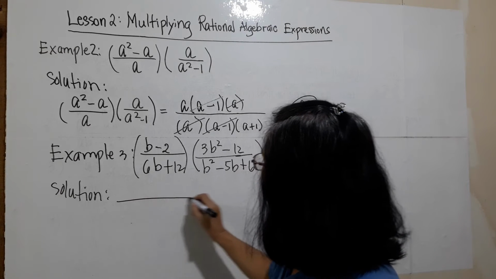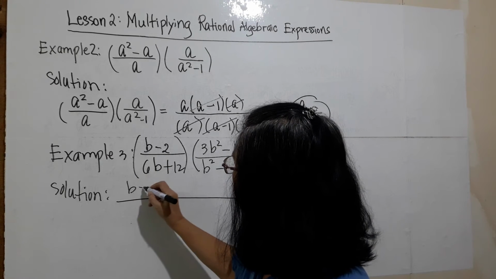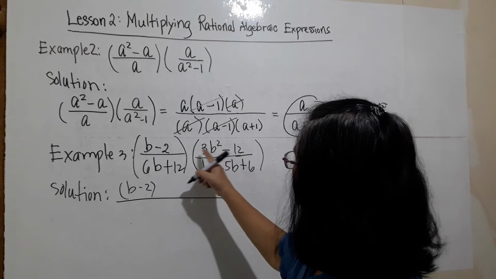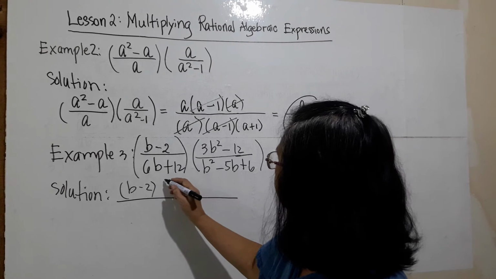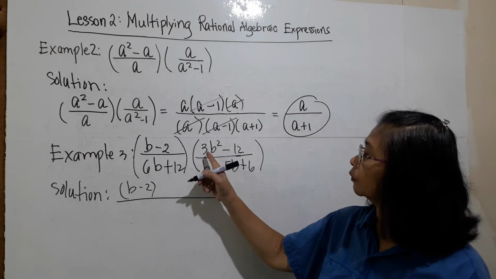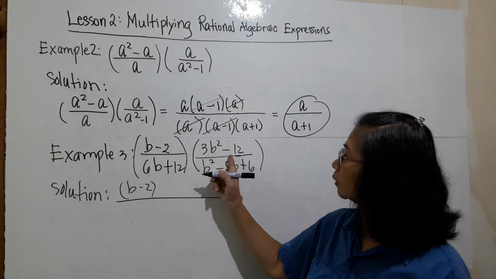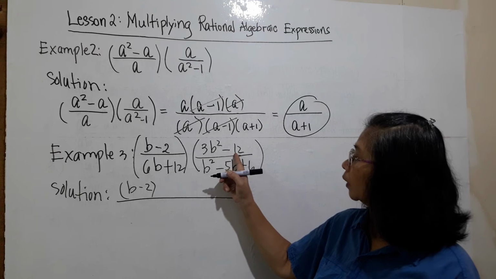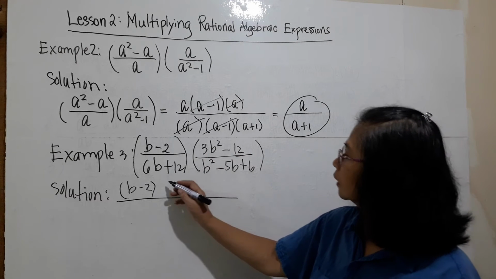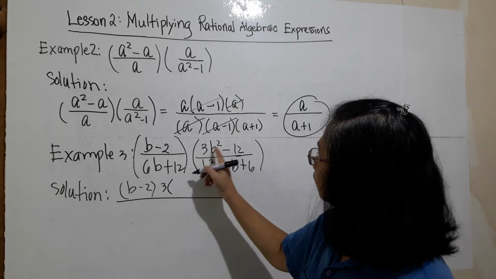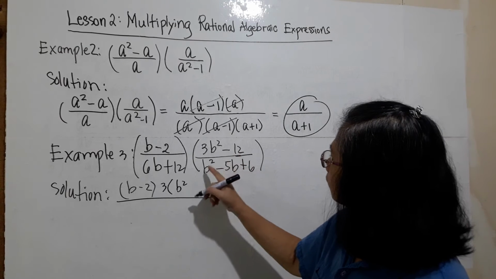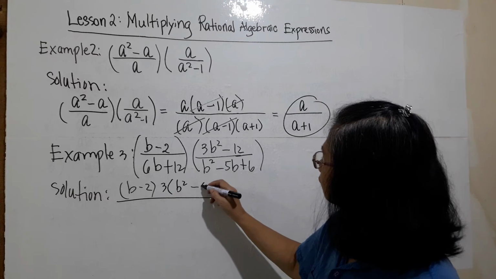So we have here b minus 2, which cannot anymore be factored. But for the numerator of the second factor, still we can. What is the common factor between 3b squared and 12? There's no literal coefficient here, so it's only 3. So we have 3. 3b squared divided by 3 is b squared. 12 divided by 3 is 4.